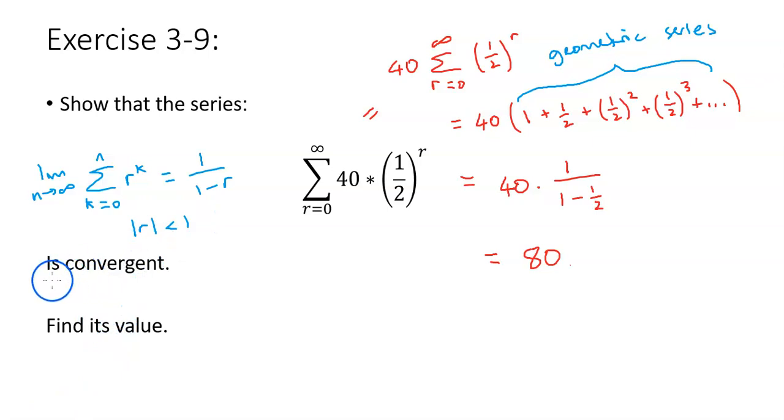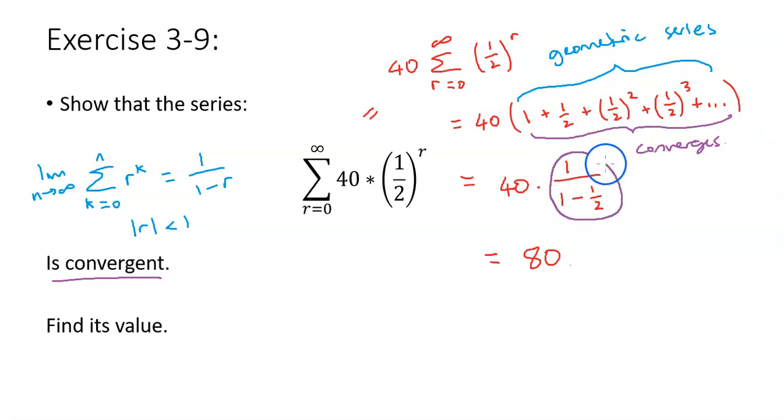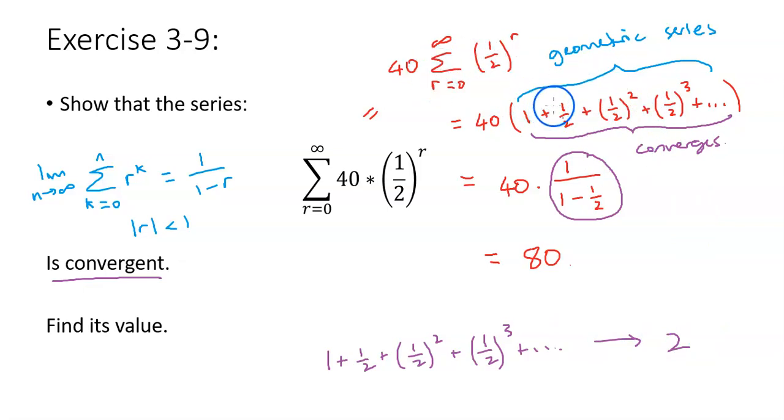Now it is convergent because we know that this thing here converges, which means the more of these things we add on, the closer and closer it gets to this number here, which is 2. So if we keep going, 1 plus a half plus a half squared plus a half cubed plus, the more of them we add on, the closer and closer it's going to get to 2. So that's why this whole thing converges. It's going to converge to 40 times 2, which is 80.